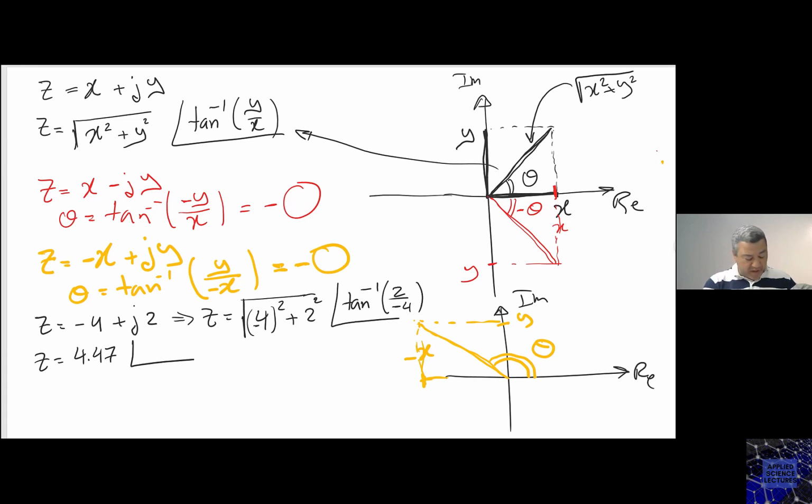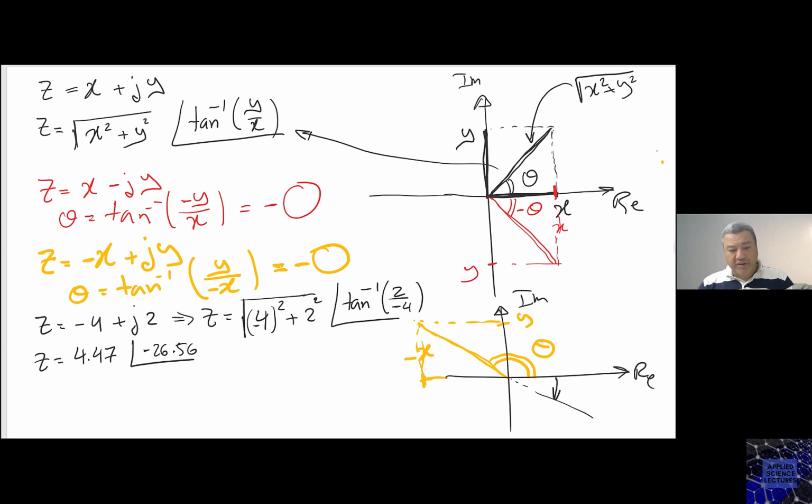And the angle, if you plug in, and the old calculators, of course, the newer ones now can distinguish. So tan inverse of 2 divided by minus 4, your calculator is going to give you minus 26.56, but this is not the correct angle. This is in the fourth quadrant.